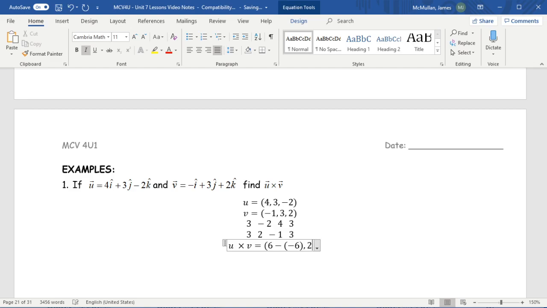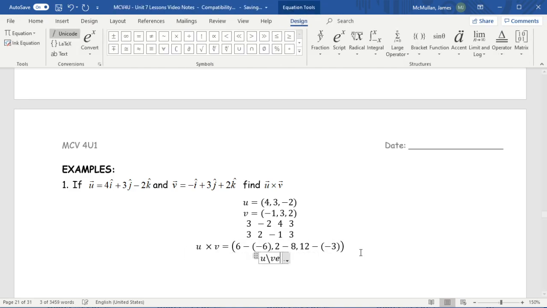Negative 2 times negative 1 is positive 2. Take away 4 times 2 is 8. Then I move to the third x. 4 times 3 is 12. Take away 3 times negative 1 is subtracting negative 3. Okay? So u cross v is equal to 12, negative 6, 15.